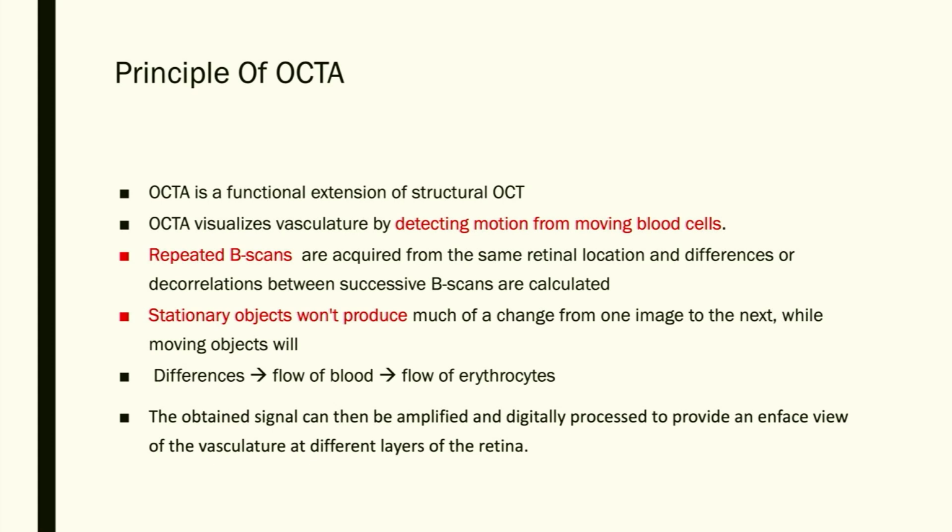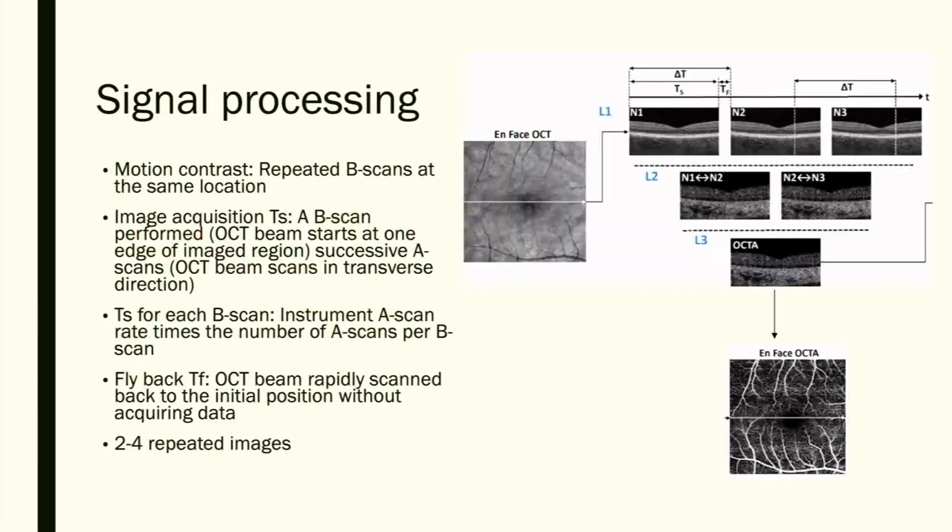Otherwise, it is like OCT only. So repeated B scans are required from the same retinal location, and the differences are nothing but decorrelations between successive scans that are calculated, and these calculated differences are interpreted as presence of flow of blood or flow of erythrocytes.